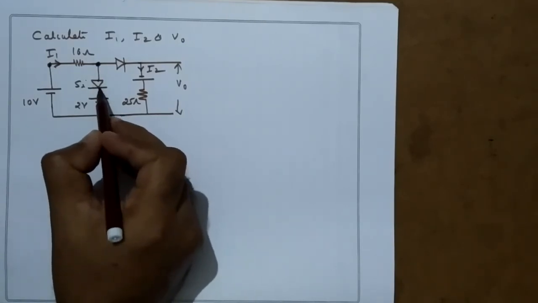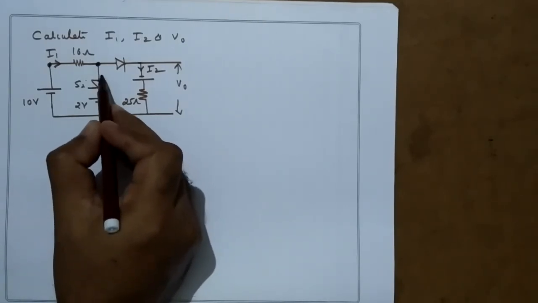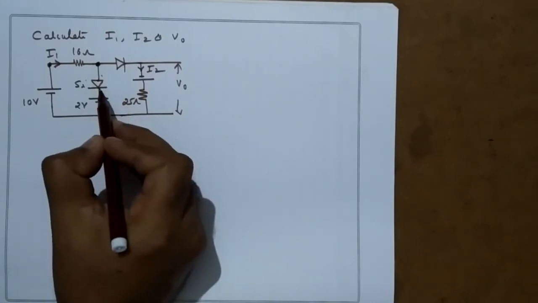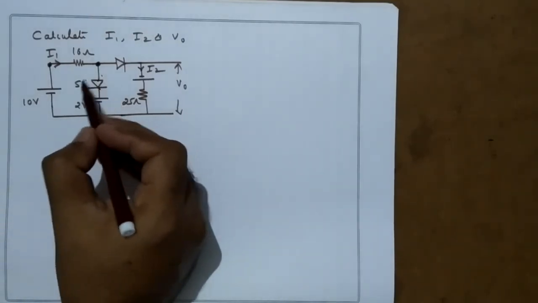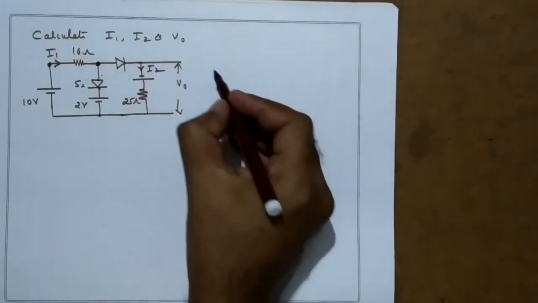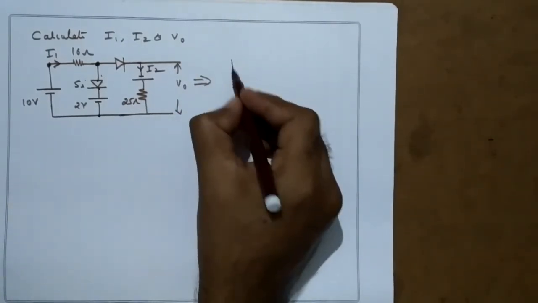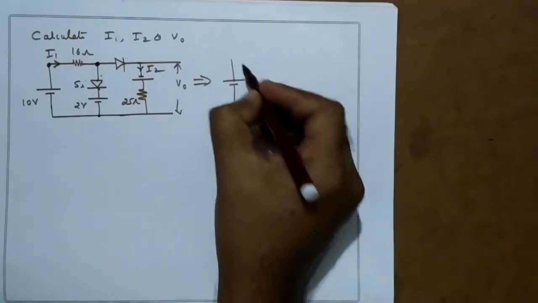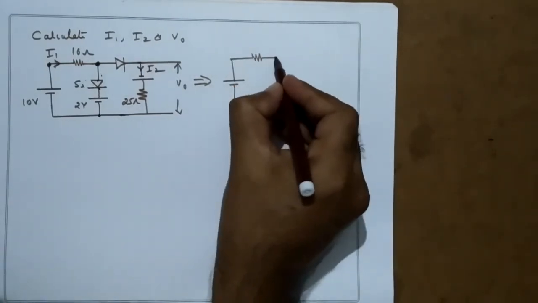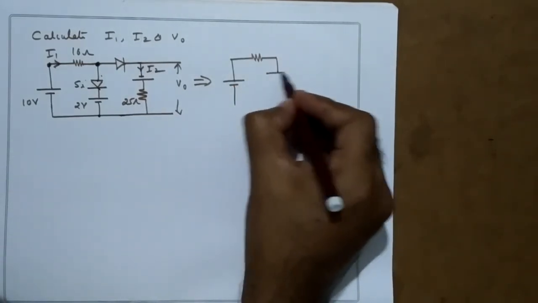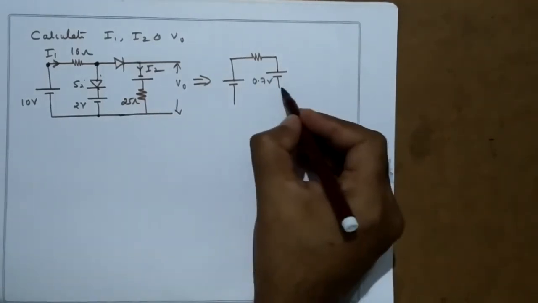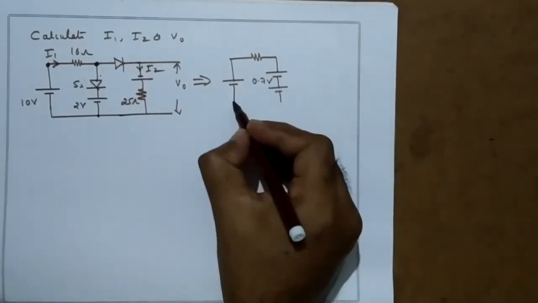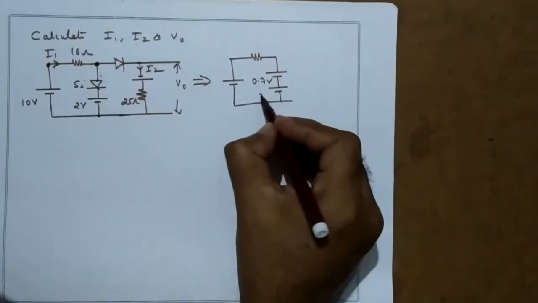Here it is 2 volt. So higher potential is 10 volt, which is connected to P side. Lower potential is 2 volt, which is connected to N side. Therefore this diode become forward bias. So here I'll rewrite the diagram. Silicon diode will be replaced by 0.7 volt. Here this is therefore 2 volt. It is already given.